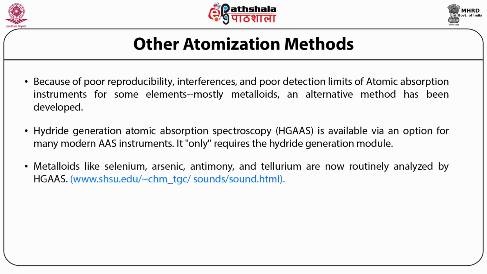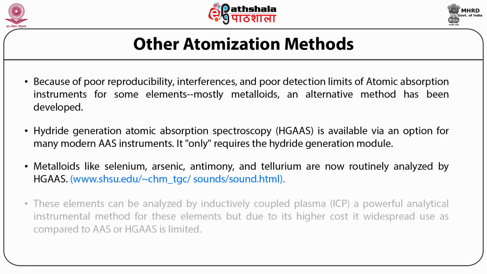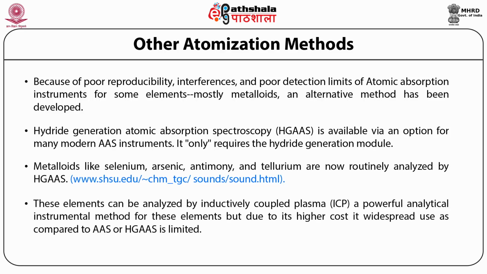Metalloids like selenium, arsenic, antimony, and tellurium are routinely analyzed by the hydride generation technique. These elements can be analyzed by inductively coupled plasma, which is a powerful technique for these elements, but due to its higher cost, its widespread use as compared to atomic absorption spectroscopy or HGAAS is limited.